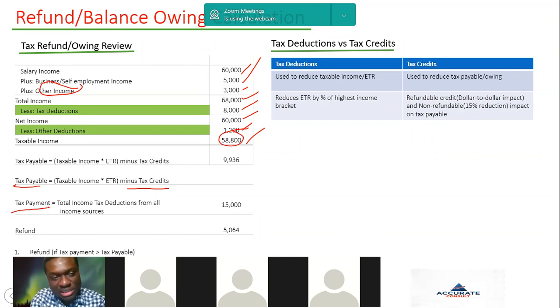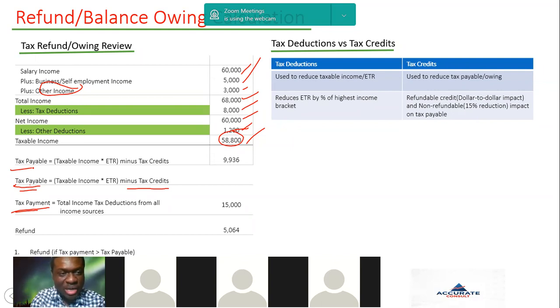So what the system does is it compares your tax payable and your tax payments. If your tax payable is lower than what has been deducted at various sources, then you have a refund. But if the tax payable is greater than what has been deducted at various sources, then you have a balance owing.